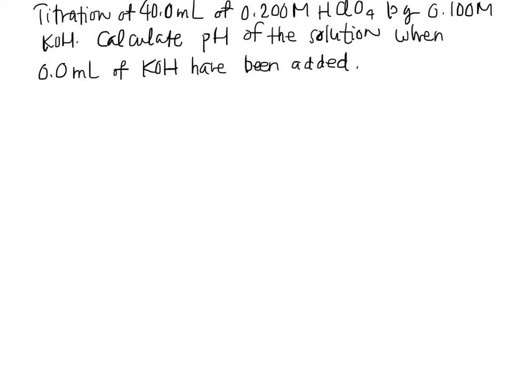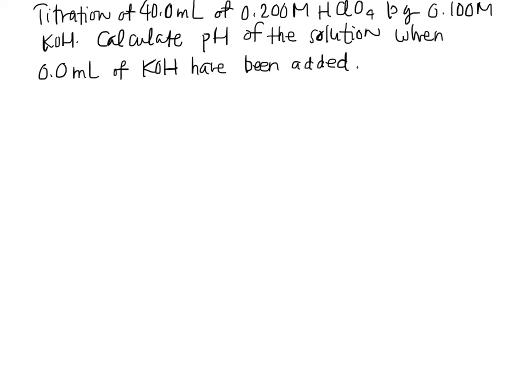Okay, problem number 53A. It says to consider the titration of 40 mL of a 0.2 molar perchloric acid by 0.1 molar KOH. Calculate the pH of the solution when 0 milliliters of KOH have been added. So we're going to do a couple of these, because they say calculate the pH when 0 mL of KOH is added, when 10 mL of potassium hydroxide is added, 40 mL, 80 mL, and 100 mL of potassium hydroxide is added. So there are several different points along this titration curve where they want you to calculate the pH. So we're going to do the first one, 53A.